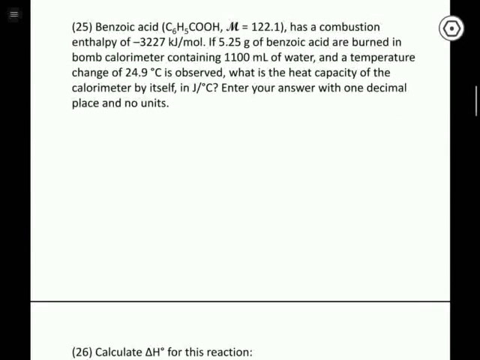All right, so the first one deals with combustion enthalpies. Here we're talking about benzoic acid, which has a combustion enthalpy of minus 3,227 kilojoules per mole. If we burn 5.25 grams of this compound in a bomb calorimeter containing 1,100 milliliters of water and the temperature change is 24.9 Celsius, what is the heat capacity of the calorimeter by itself in joules per degree Celsius?